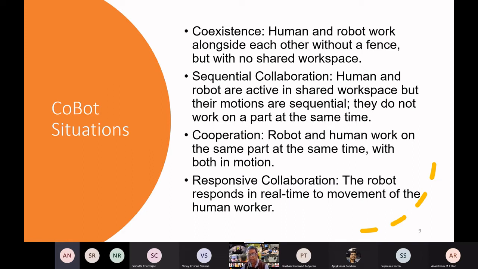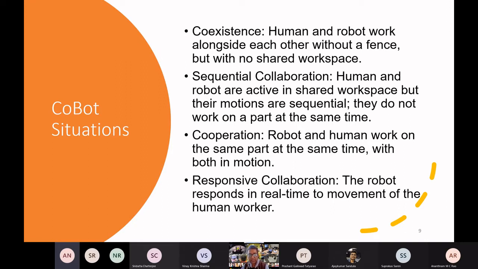So this is the most typical case, and here we have to be most careful about safeguarding or keeping a safe distance. It is the most challenging situation. And responsive collaboration is where the robot responds in real time to the movement of the human worker. The human is doing something, and in response to that, the robot is only responding, otherwise it's not doing anything. So here also you can see that we can do some sort of prediction that if the human goes still, the robot will not respond.